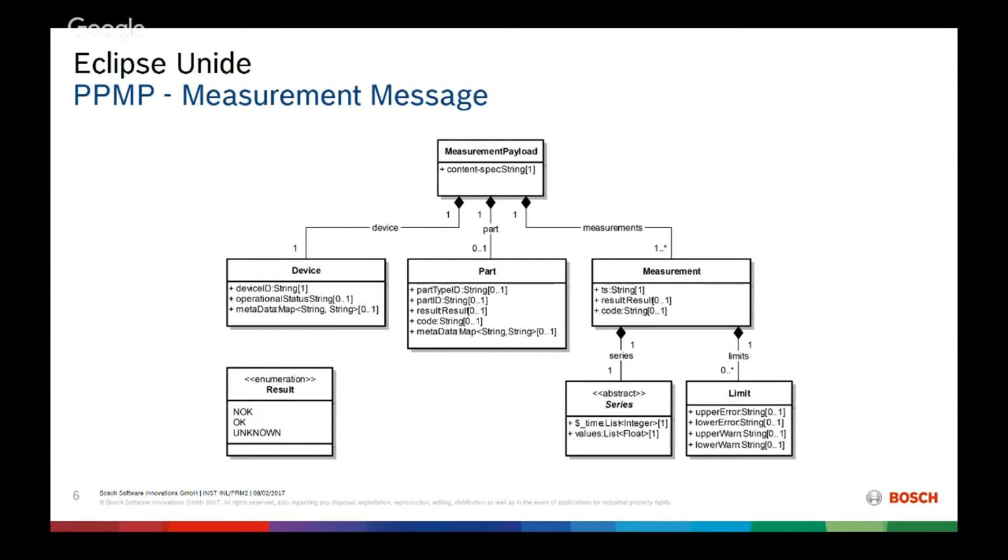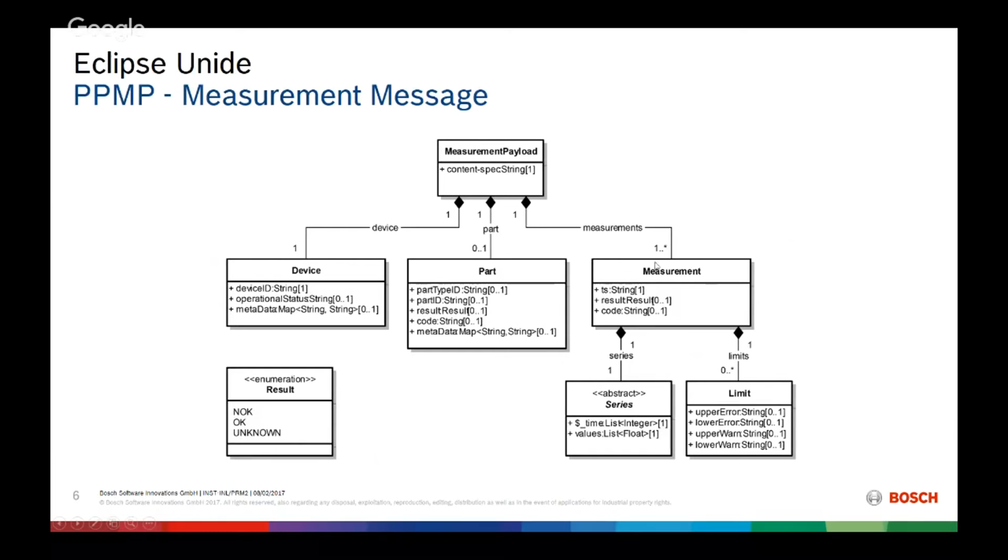So when a machine is producing some part, some product, then you can set here some information concerning the part type within part type ID. You can set here the individual part ID like a serial number. You can transport the result of the manufacturing or the production itself. Is it okay or is it maybe not okay? Also, you can set an individual code, and what you also have here is a metadata field to send additional information.